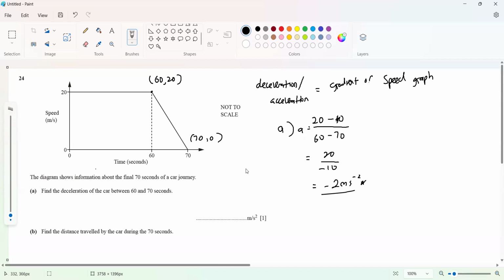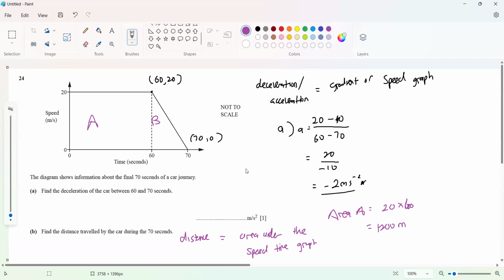So that's A done. So the next one is B. Find the distance traveled by the car during the 70 seconds. So for the speed time graph, distance is the area under the speed time graph. So if we split our areas into two parts, I call this A and I call this B. So the area of A is just a rectangle. So it would just be 20 multiplied by 60. So that would be 1,200 meters.